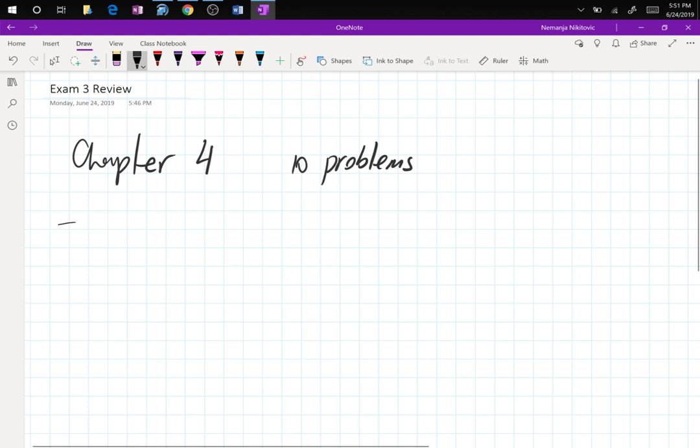You need to be able to differentiate, which is technically chapter 3. We're talking basic, product rule, and chain rule, right? So basic, product, chain.